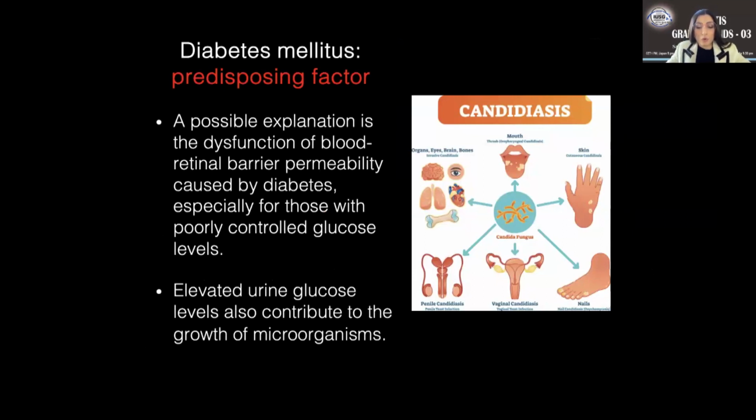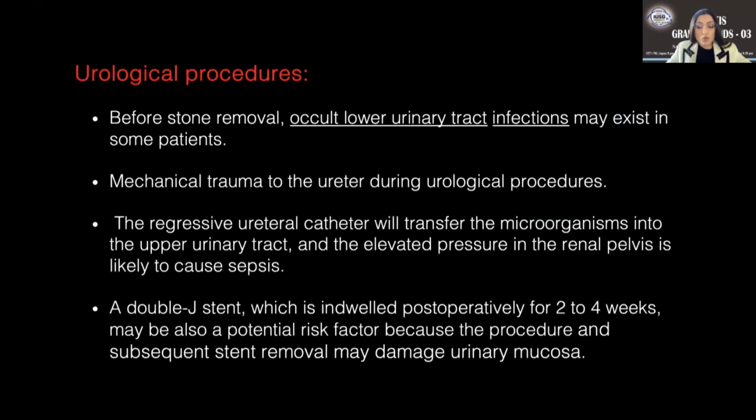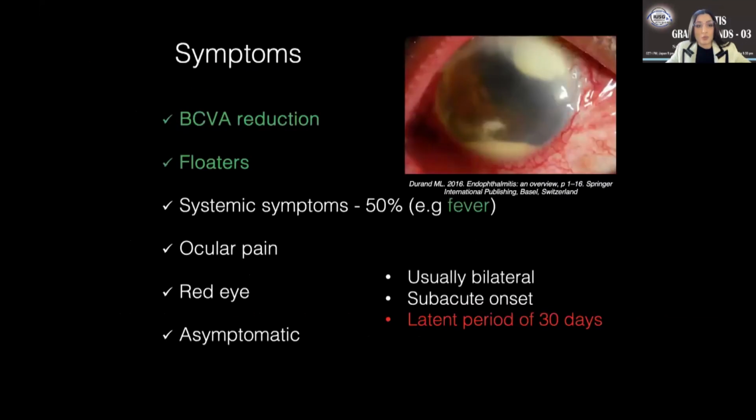The predisposition of urological procedures to endogenous fungal endophthalmitis could also be explained. An occult lower urinary tract infection may coexist before the procedure. There is mechanical trauma due to the procedure itself, and moreover, the catheters used also contribute to the fungal invasion.